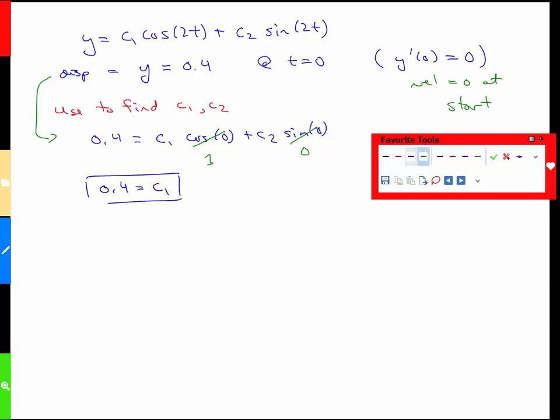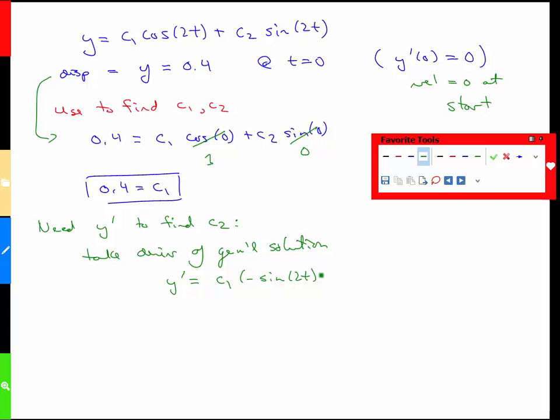To get the second value, we're going to need y prime to find C2, because we have an equation for y prime, and we don't currently have it as a formula. So we're going to have to do a quick derivative here. We're going to take the derivative of the general solution. That's going to give us y prime equals C1, derivative of cos is negative sine, and then there's a 2 inside, so we get a 2, plus C2, derivative of sine is cos, and we're going to get a 2 out of that as well.